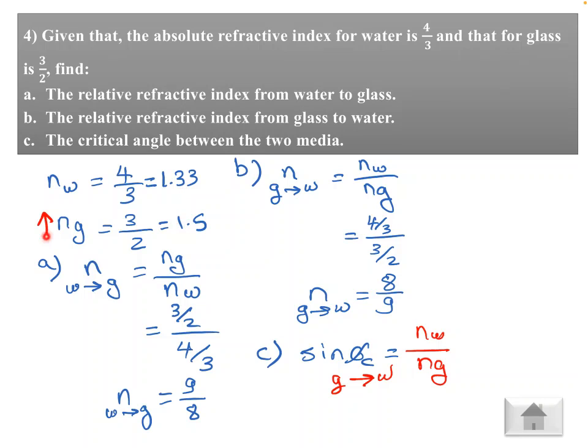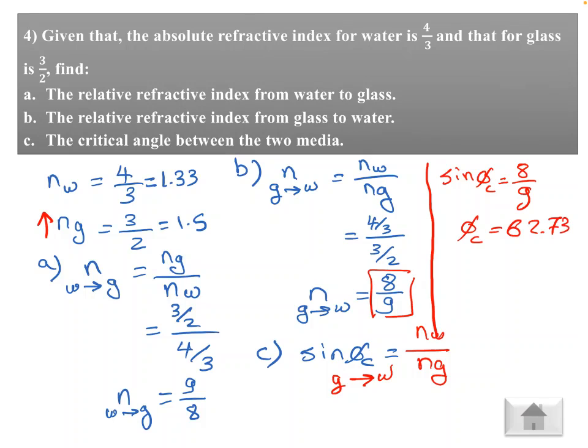So the critical angle is from the denser medium, which is glass, to the less dense medium, which is water. So sine phi c from glass to water equals N water over N glass. By substituting, sine phi c equals N water over N glass, which is 8 over 9. Shift sine of the answer, shift sine 8 over 9. This will be 62.73 degrees.